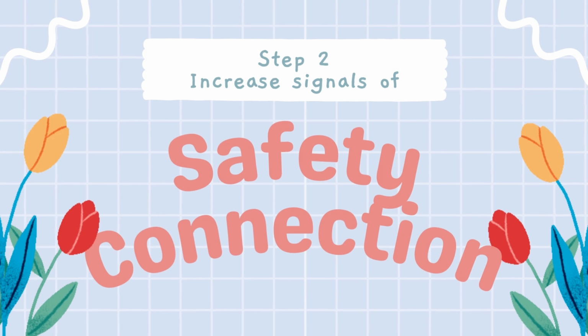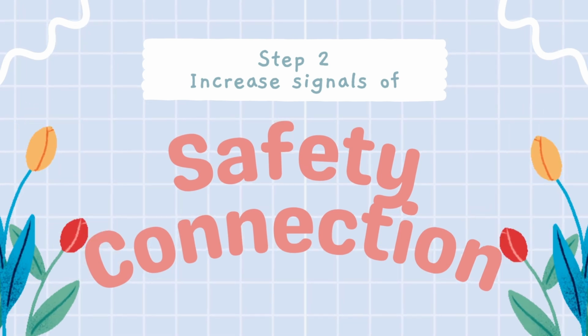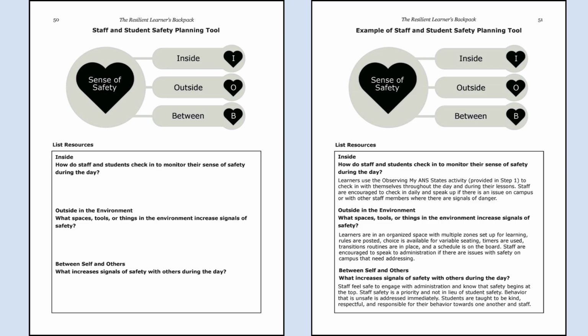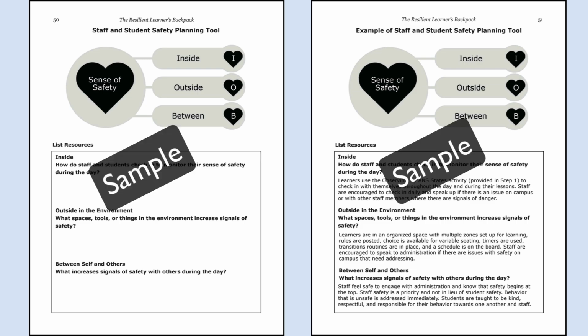We're now at step 2, increasing the signals of safety and connection. The first essential tool is your staff and student safety planning tool. With this tool, you're going to look at your environment and see how well you feel in terms of safety from inside, outside, and between.